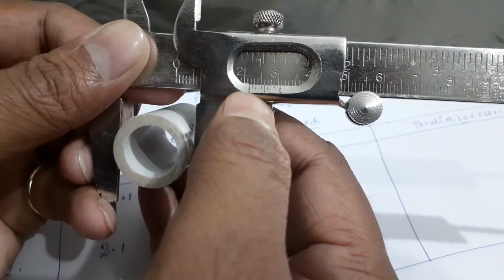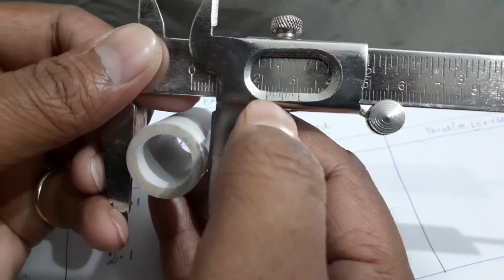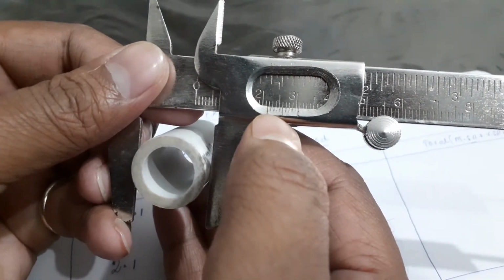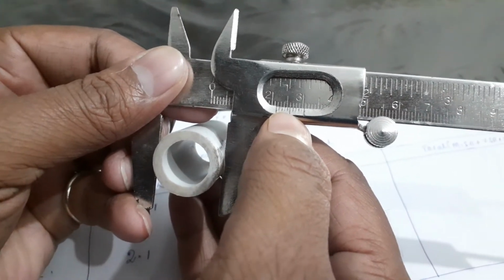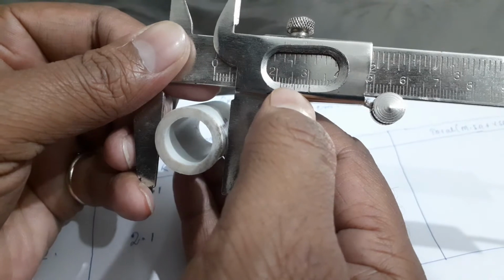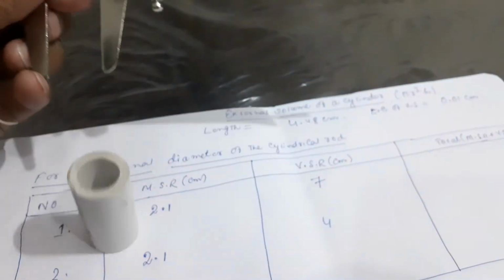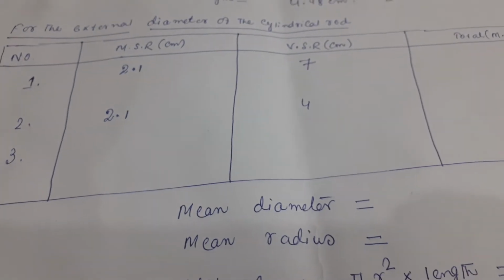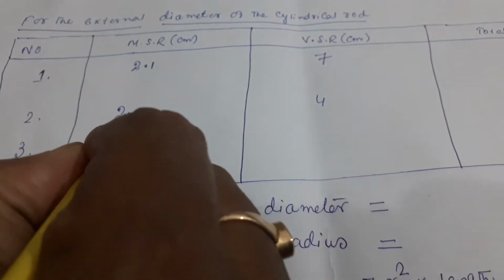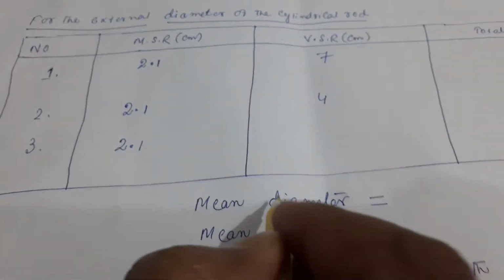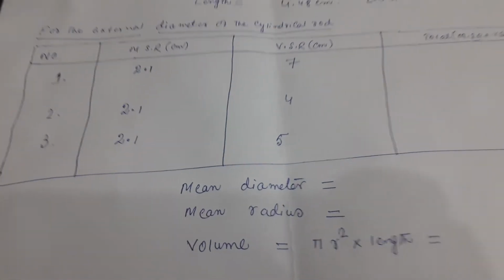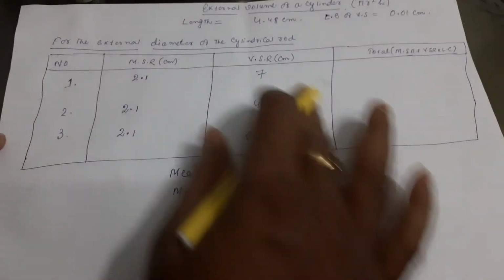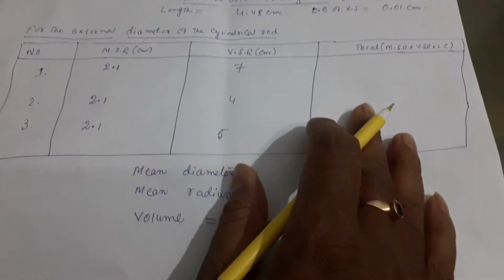So 2.1 again for main scale, and the vernier scale, if you see properly, then this line, that means the fifth line, is actually coinciding with the main scale. So 2.1 and 5. So 2.1 will be the main scale reading and 5 will be the vernier scale reading. Okay, so this is the actual thing. Now we will calculate all these things.